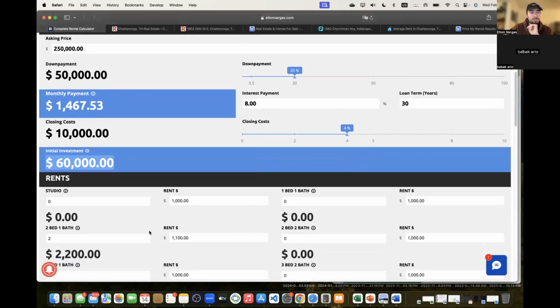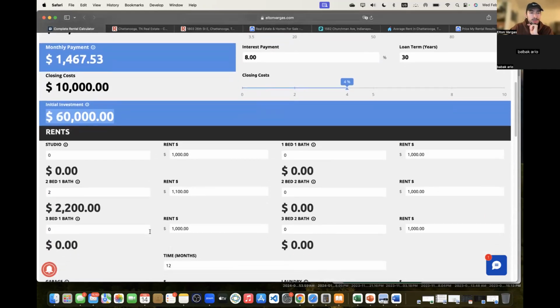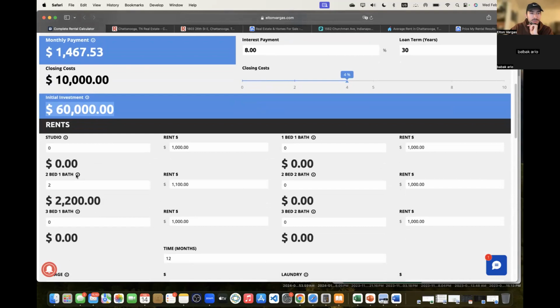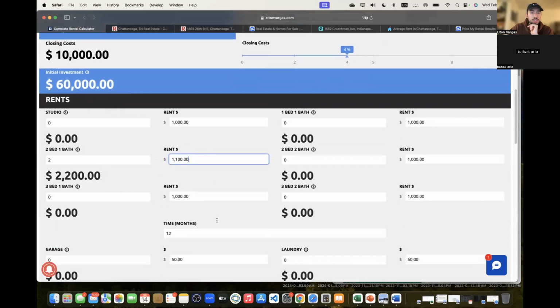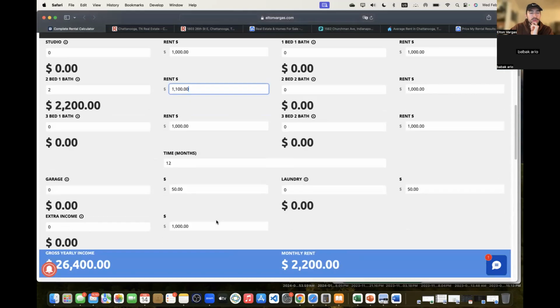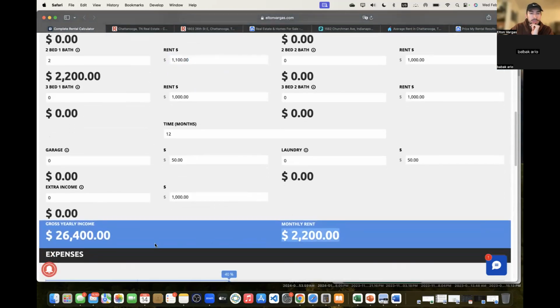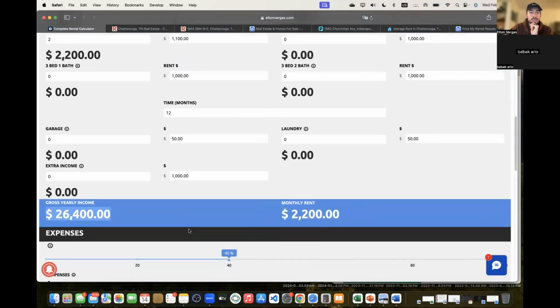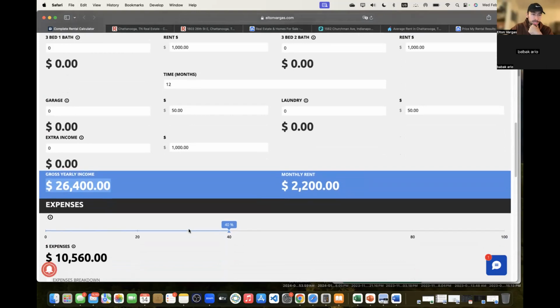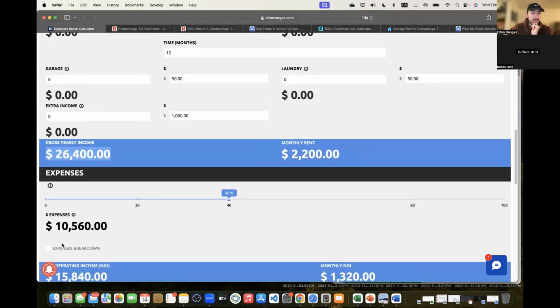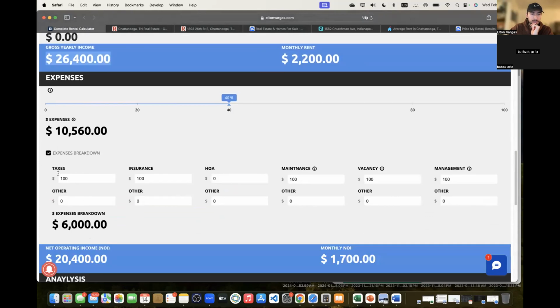So that's a good low investment so far. Next is a 2-bedroom, 1 bath, 1,100 per unit times 2 units. So it's gonna bring me $2,200 in rent every single month, aka $26,400 every single year. My expenses can be broken down individually: taxes, insurance, HOA, maintenance, vacancy, and property management. I don't live in the area, so I definitely need a property management.